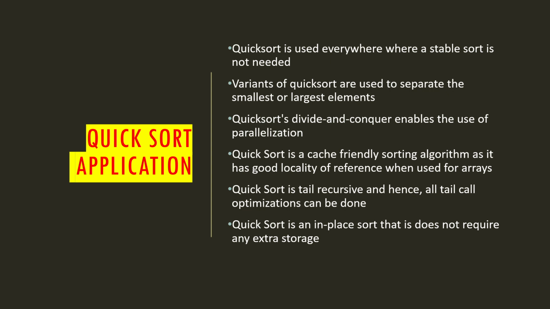Quicksort is used everywhere where a stable sort is not needed. Variants of quicksort are used to separate the smallest or largest elements. Quicksort's divide and conquer enables the use of parallelization. Quicksort is a cache-friendly sorting algorithm as it has a good locality of reference when used for arrays. Quicksort is tail recursive and hence tail call optimization can be done. And last, quicksort is an in-place sort that doesn't require any extra storage.